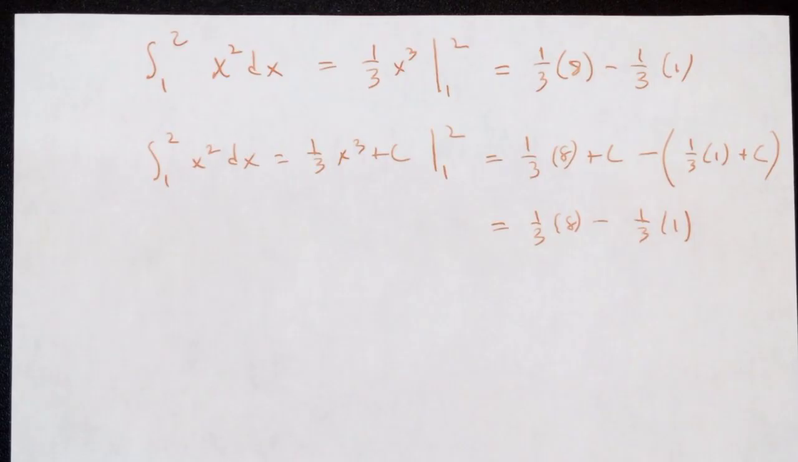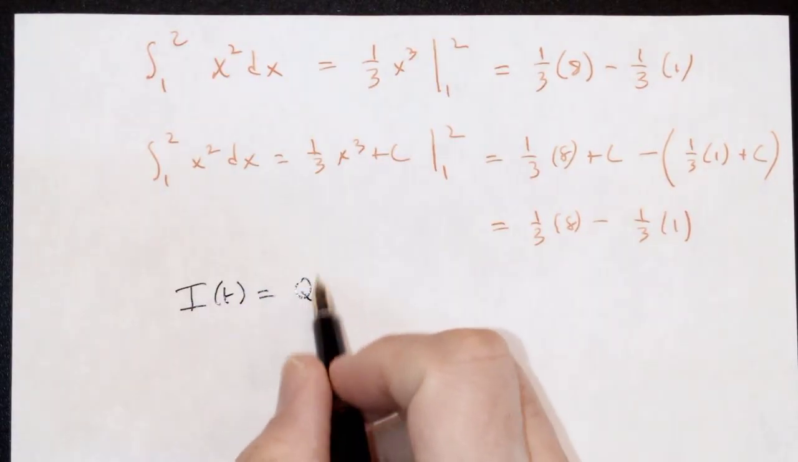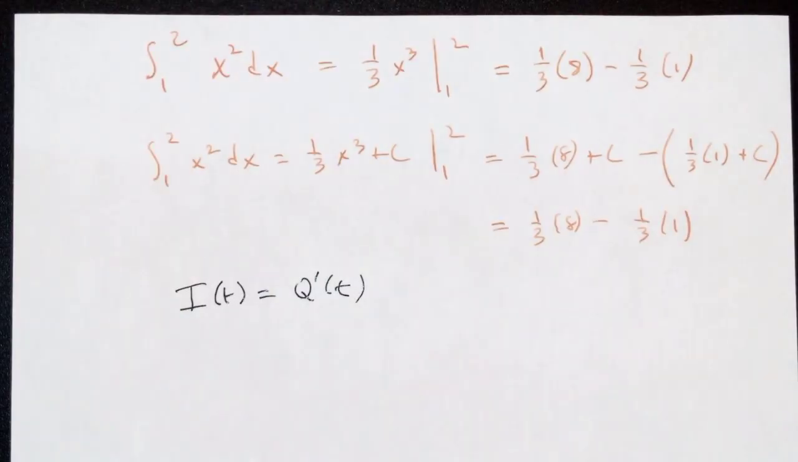Number 60 and 34, is it saying that I is the derivative of Q? That's what's written there. It says I of t is q prime of t. Yeah. What's q again? What does it say?